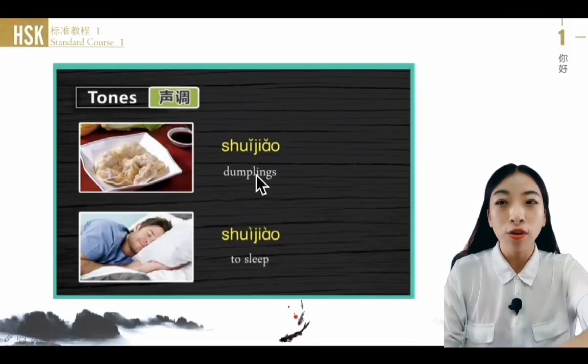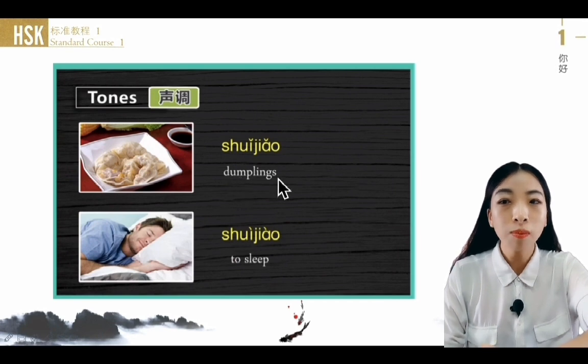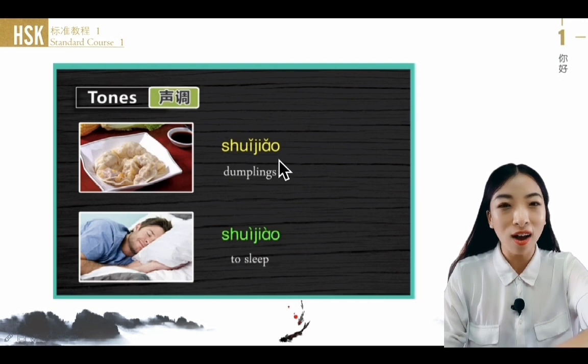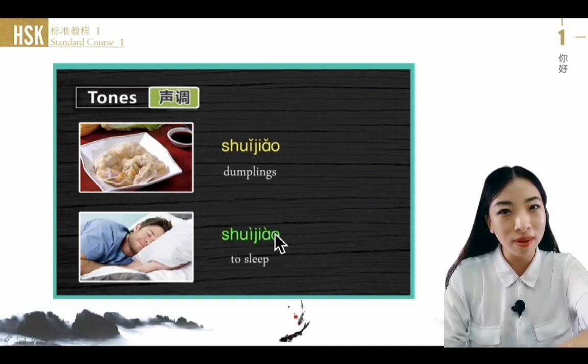Yes. For example, dumplings in Chinese is 水饺, and to sleep in Chinese is 睡觉. If you are in a Chinese restaurant and want some dumplings, you should say 我要水饺 instead of 我要睡觉. That may confuse the waiters if you say I want to sleep.